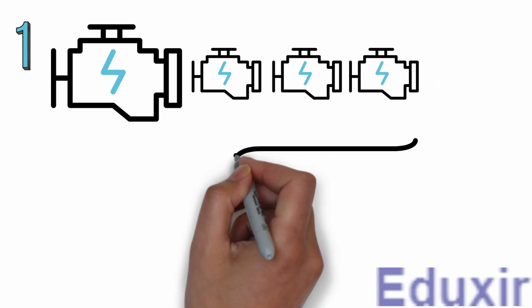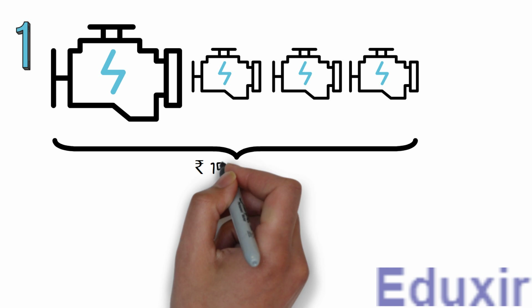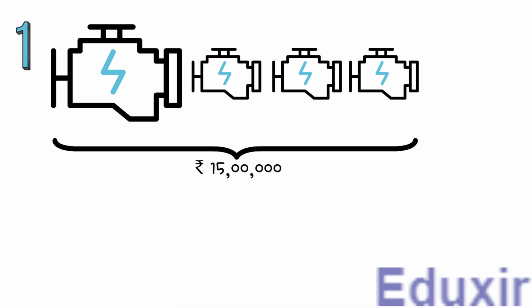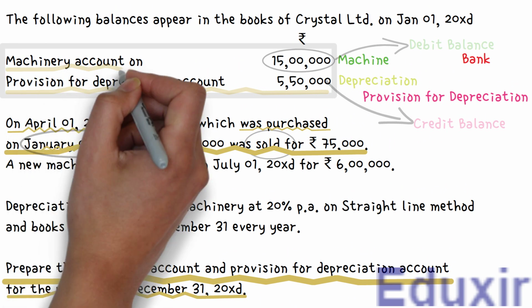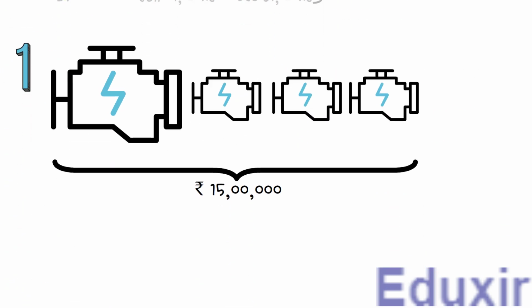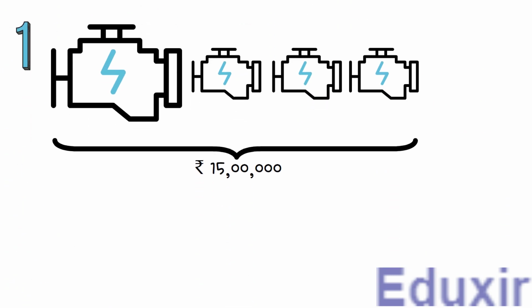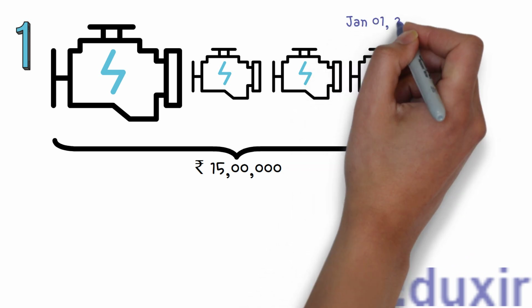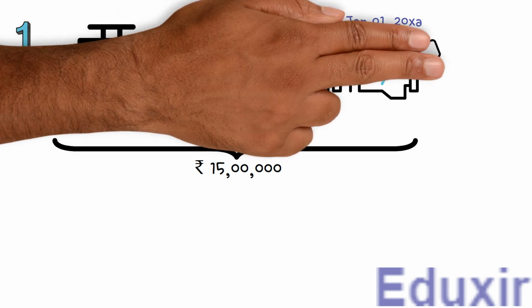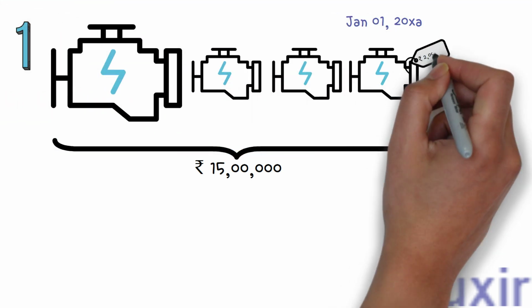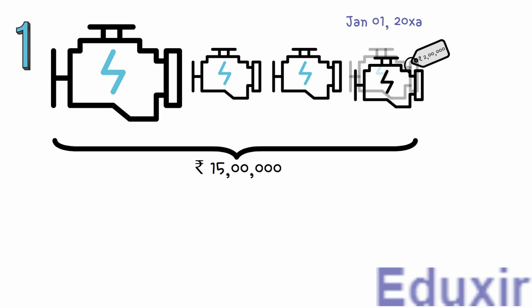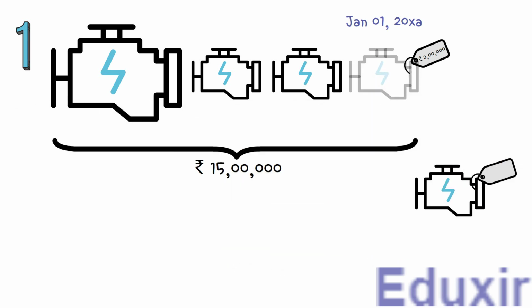Now, at the beginning of the accounting period, the business has certain number of machines. The total acquisition cost of all these machines is 15 lakh rupees. This is what is given in the problem as the balance of the machine account, right? Now, among the group of these machines, it is given that one of these machines is purchased on January 1st, 2000 XA. The acquisition cost of this machine is 2 lakh rupees. Now, the business has sold this machine for a price of 75,000 rupees.